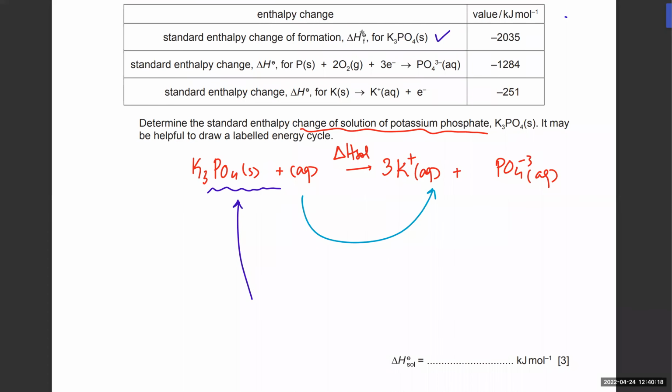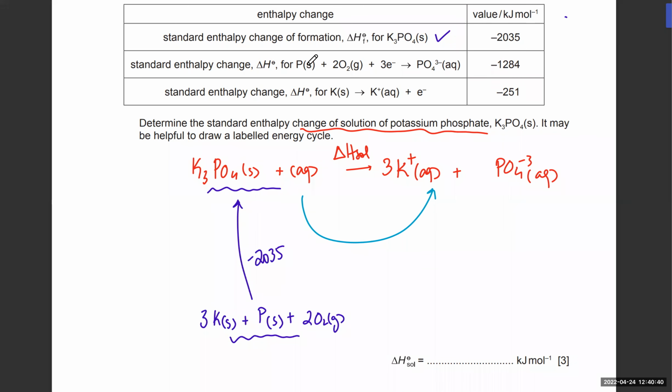What are the elements? There are 3 potassiums. What is the other element? There's a phosphorus, which is also a solid. And there are 2 oxygen gas molecules, right? And the value for this is minus 2035. Okay, so I've connected the first reaction.